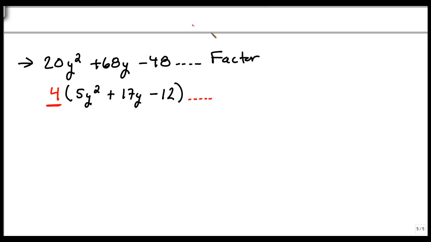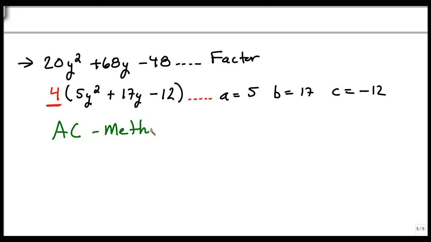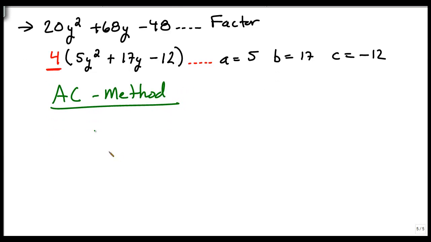So as we continue on here, a is 5, b is 17, and c is negative 12. So let's go ahead and use the AC method on this. Now remember, I'm keeping track of that 4. Don't forget the 4. So for the AC method, I need two numbers that multiply together to give me negative 60, because 5 times negative 12 is negative 60, and added together give me 17.